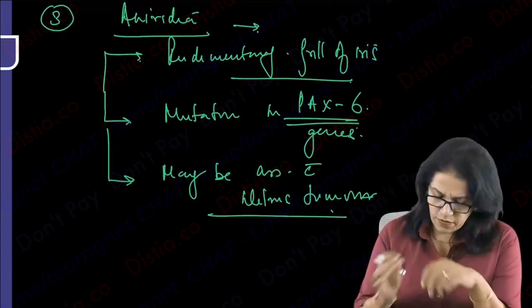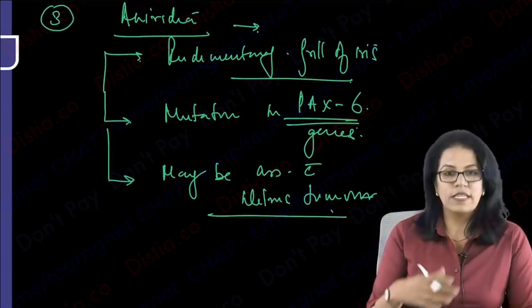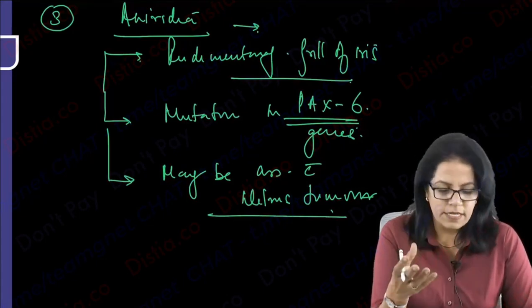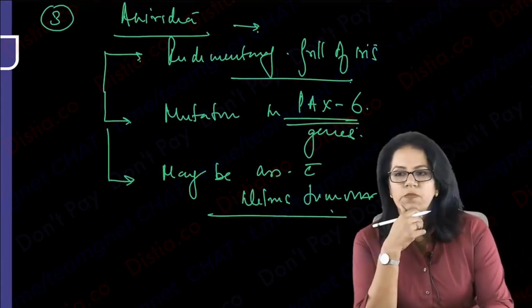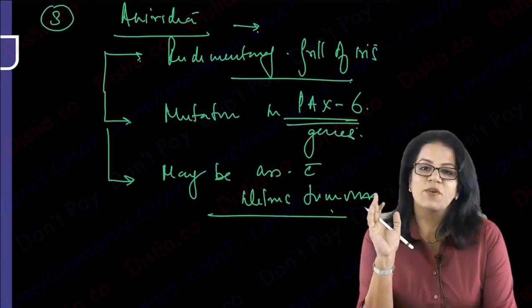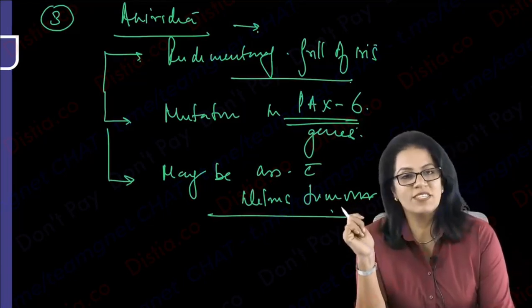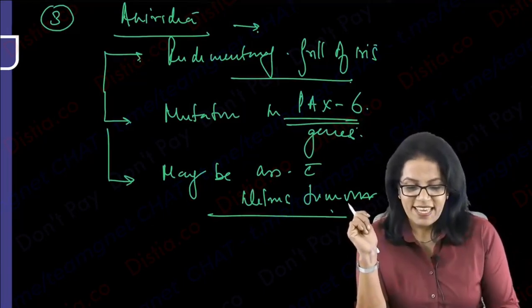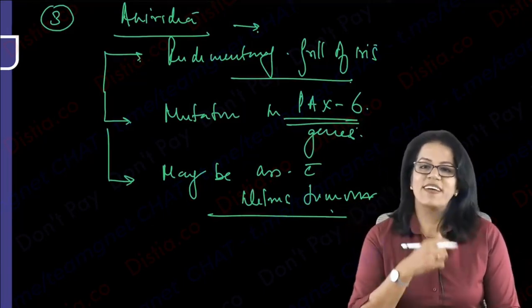There are a few more if you want to, I don't think they generally ask about Peters anomaly or so, let's not unnecessarily complicate our life. These are the important causes of secondary congenital glaucoma. This should be enough. Okay, so a long journey of glaucoma is finally ended.